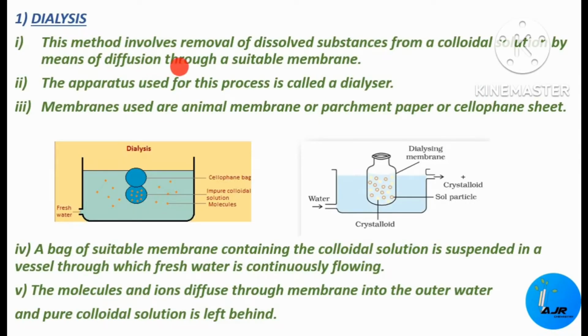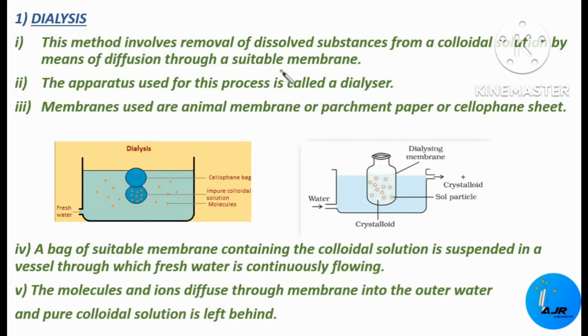This method involves the removal of dissolved substances from a colloidal solution by means of diffusion through a suitable membrane. That membrane allows only the ions and some other molecules through, but not the colloidal particles. The colloidal particles cannot move through this membrane, but other ions and molecules present in the colloidal solution as impurities can be removed. The apparatus used for this process is called a dialyser, and the membranes used are animal membranes.